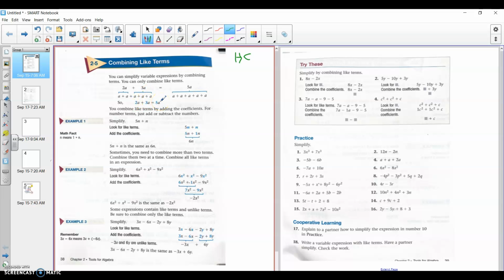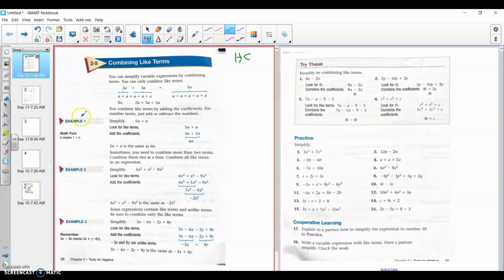So you dumped out your Halloween candy. You had 2 Snickers and 3 Snickers. And how many Snickers do you have? 5. You can combine like terms by adding the coefficients for number terms. Just add or subtract the numbers.